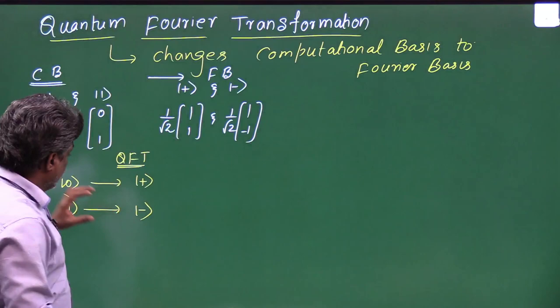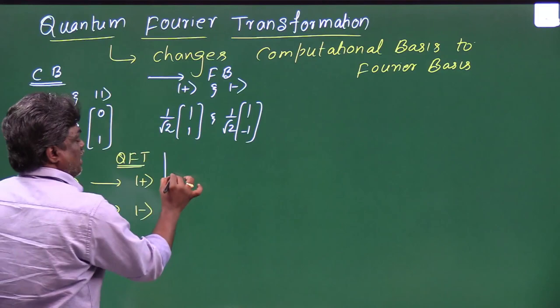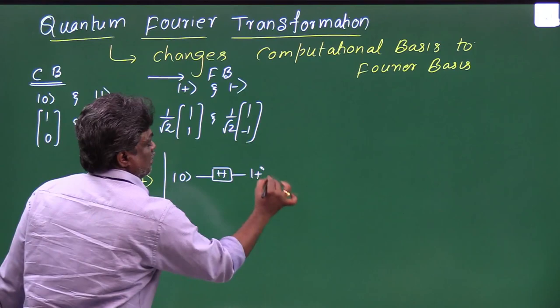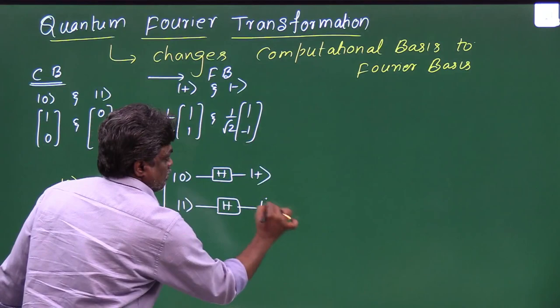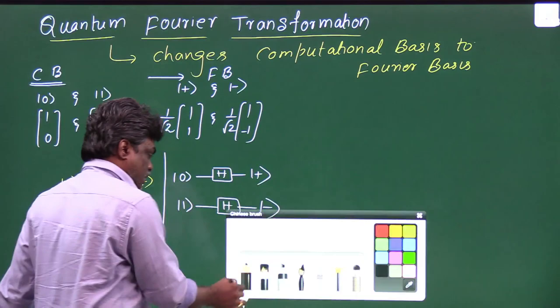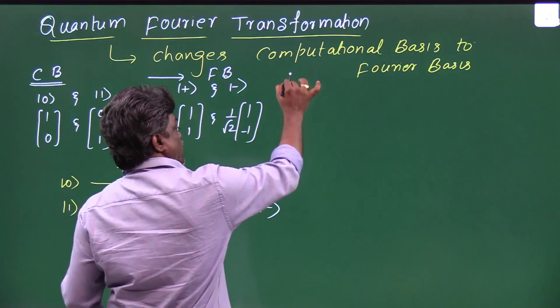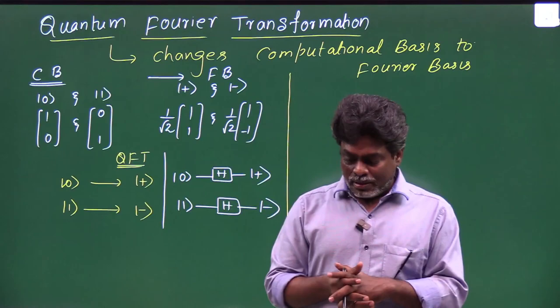Which gate will do this? The Hadamard gate. That's why we are using this Hadamard gate in this quantum Fourier transformation. This job will be done by the Hadamard matrix or Hadamard quantum gate. That's it. So this is basically a quantum Fourier transformation. Now come to the definition of QFT.